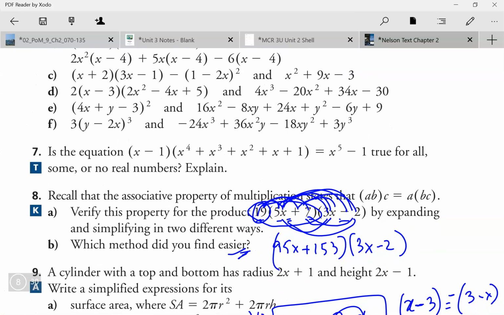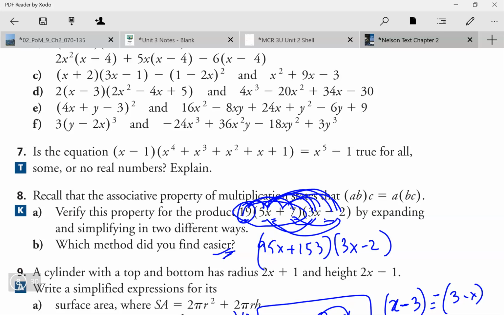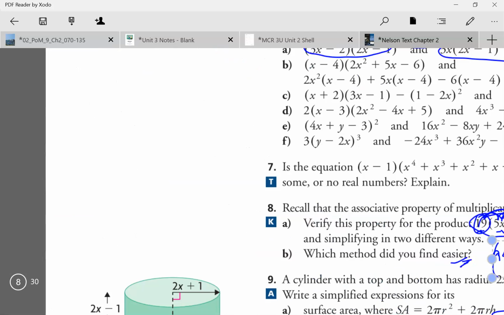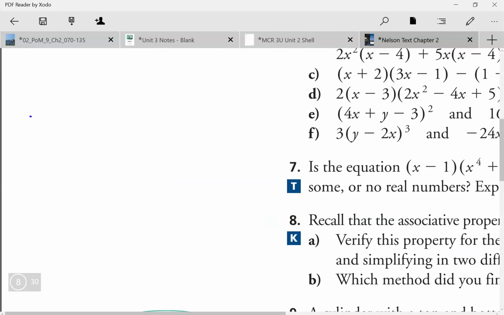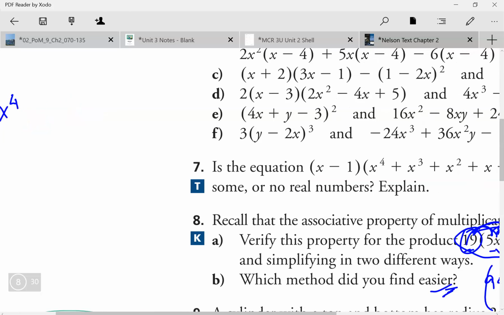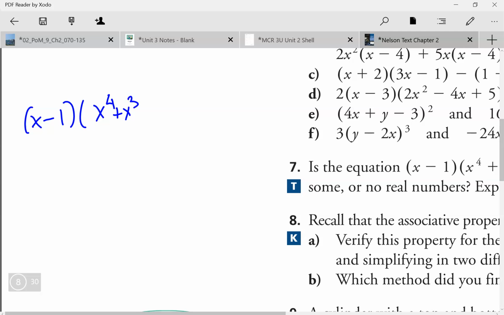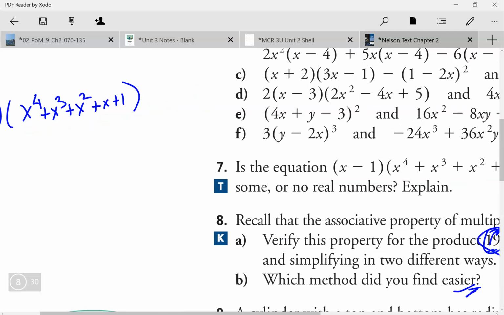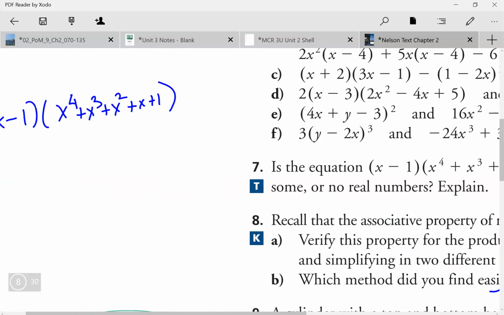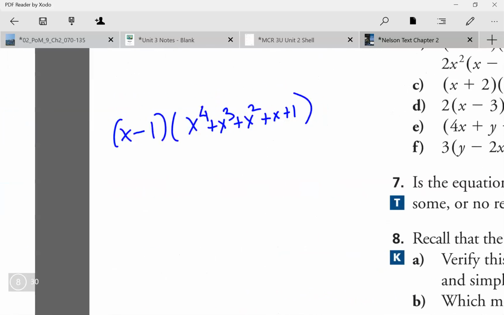Let's look at this thinking question. Is the equation true for all, some, or no real numbers? So first we have to expand this. There's no other way to go here. We'll do x minus 1 in brackets, and then we have x to the power of 4 plus x cubed plus x squared plus x plus 1, I believe. Okay, so let's see if this is equal. So we have to expand this.